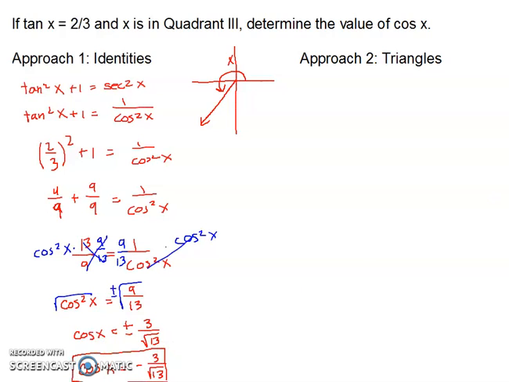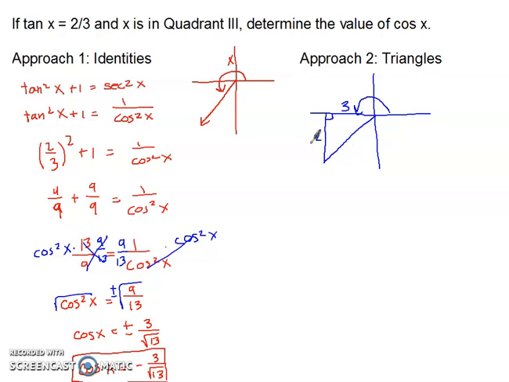Now option 2 is to use triangles. This would be my preference. So I've got an angle x in quadrant 3. And I know that the tangent is 2/3, which means that the opposite over the adjacent sides of my angle are going to be 2 over 3. So the opposite side would be 2, my adjacent side would be 3.